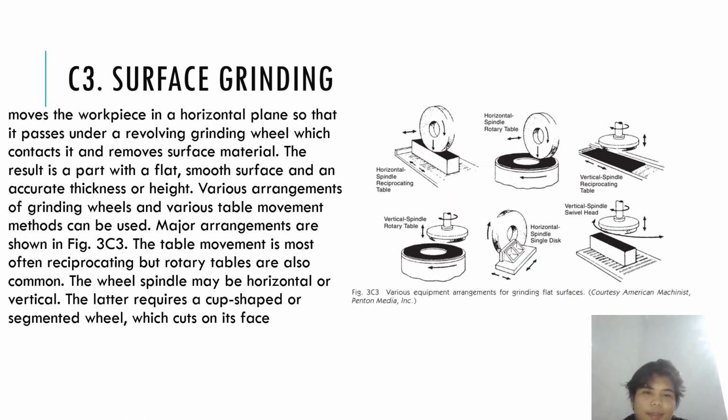Surface grinding moves the workpiece in a horizontal plane so that it passes under the revolving grinding wheel, which contacts it and removes surface material. The result is a part with a flat, smooth surface and accurate thickness or height, as we can see on the right here. So it happens horizontally, whereas in cylindrical grinding it happens in a rounded motion, but the workpiece is just standing still.